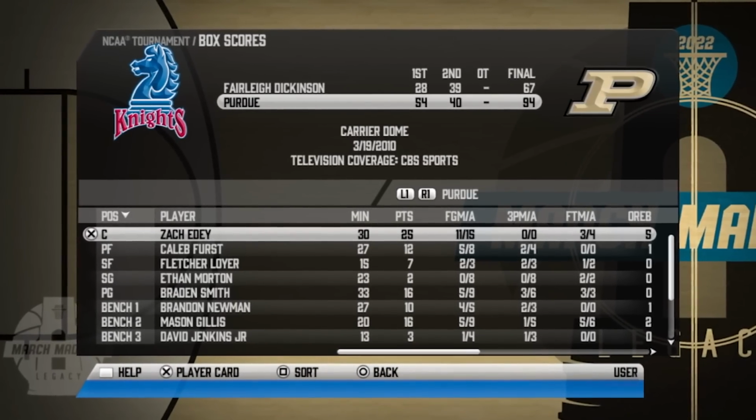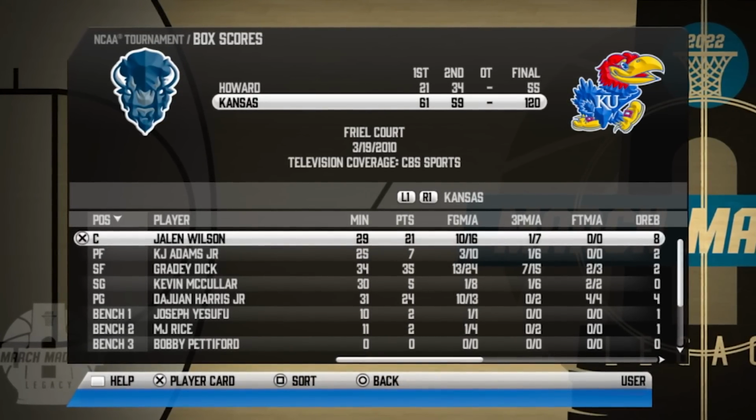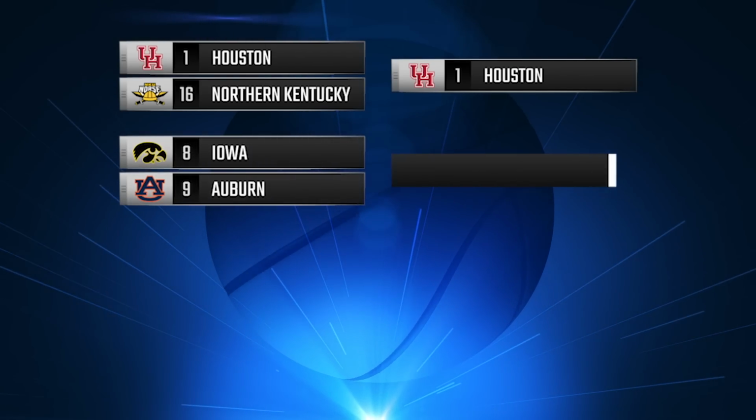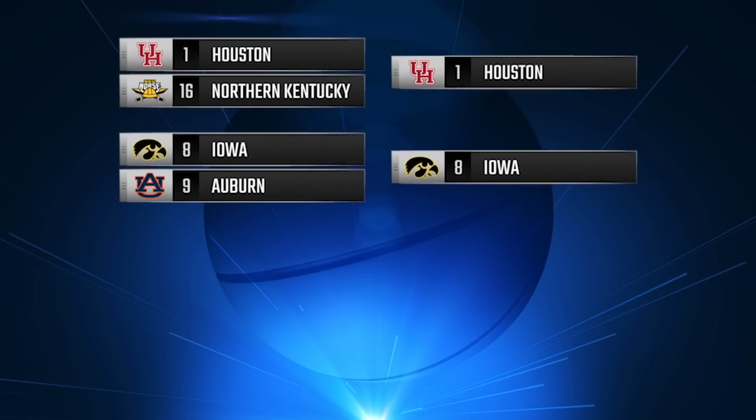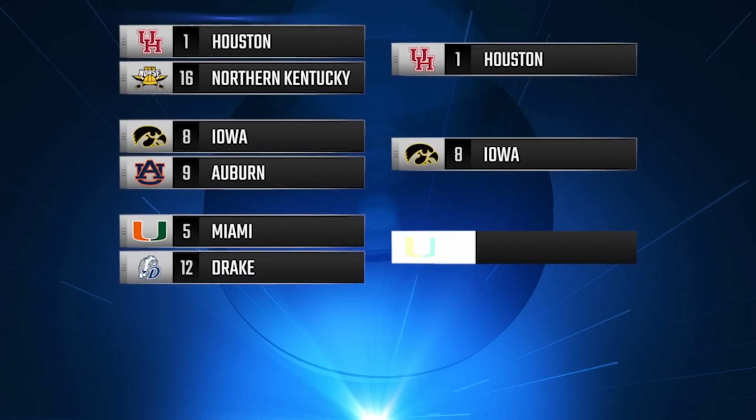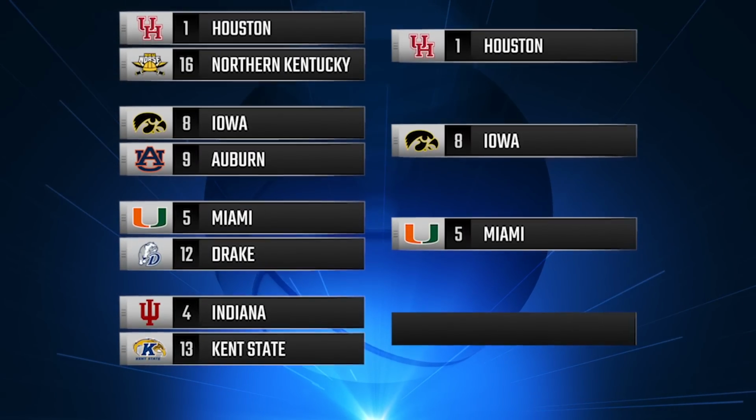But now, let's begin the tournament. In the first round, as expected, all the 1 seeds win easily. But the Midwest bracket did have some surprises. Number 8 seed Iowa beat my alma mater, the number 9 seed Auburn Tigers. 5 seed Miami blows out 12 seed Drake. Indiana routs number 13 seed Kent State, but here's where it gets interesting.